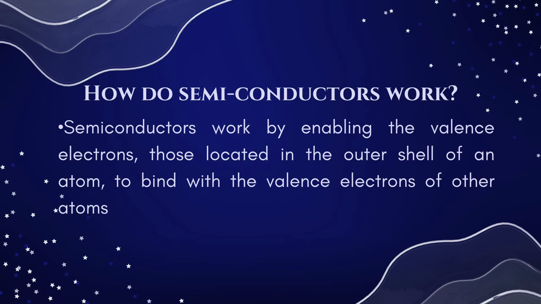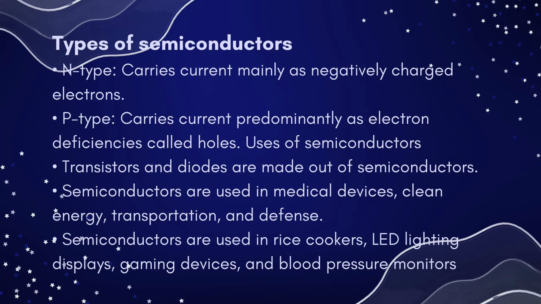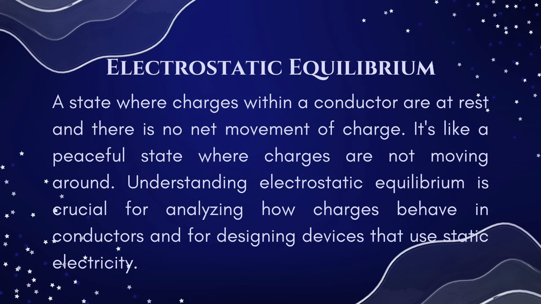So there are types of semiconductors. The N-type carries current mainly as negatively charged electrons, while the P-type carries current predominantly as electron deficiencies called holes. Uses of semiconductors: transistors and diodes are made out of semiconductors. So, semiconductors are used in medical devices, clean energy, transportation, and defense. Semiconductors are also used in rice cookers, LED lighting, displays, gaming devices, and blood pressure monitors. So now we will talk about electrostatic equilibrium.